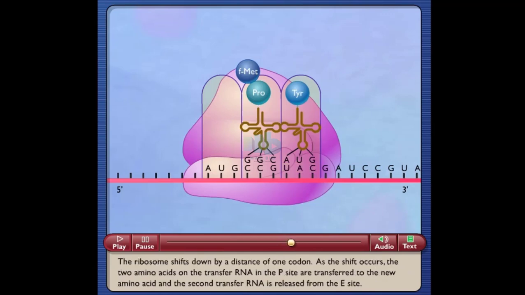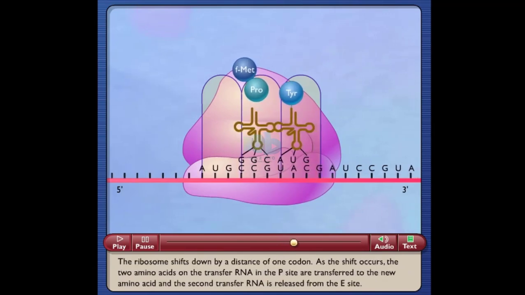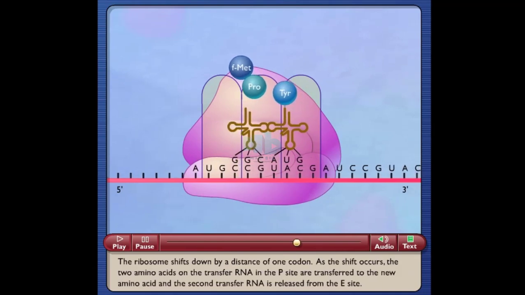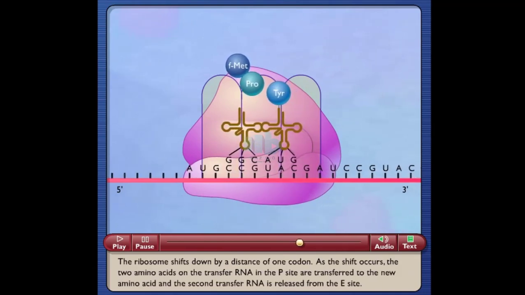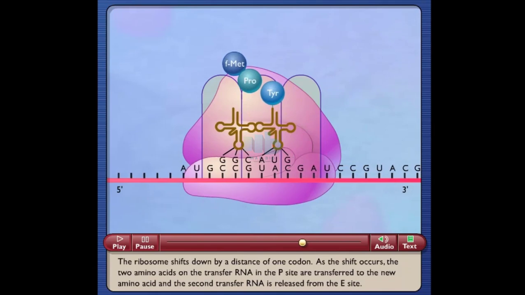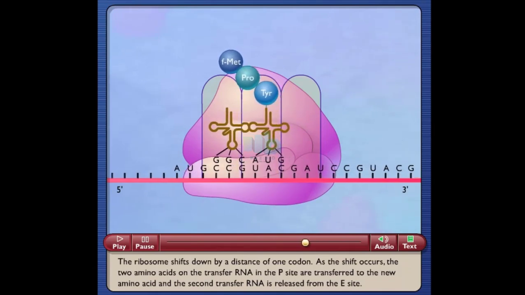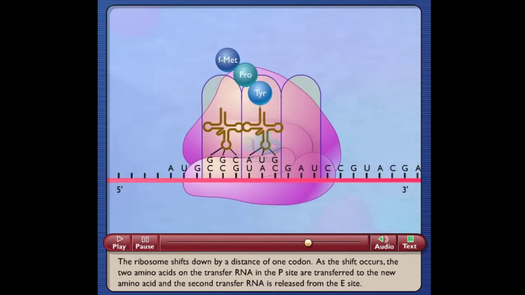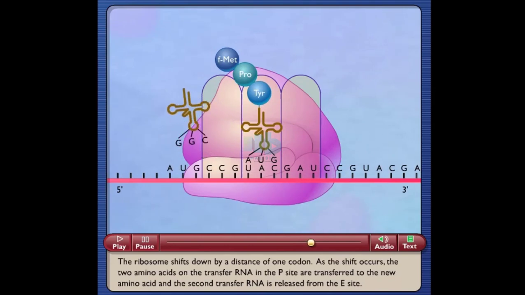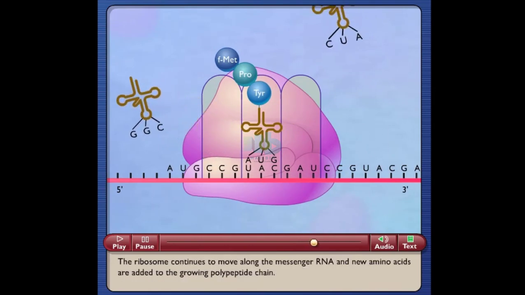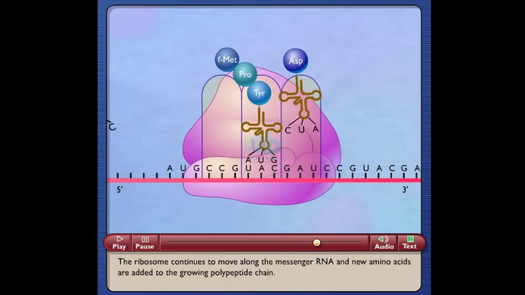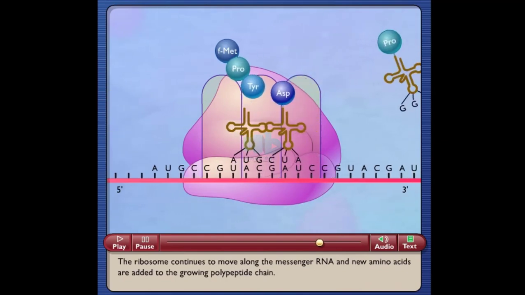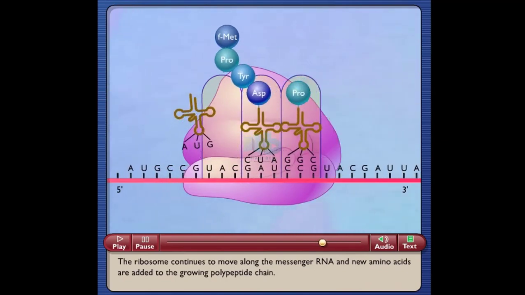The ribosome shifts down by a distance of one codon. As the shift occurs, the two amino acids on the transfer RNA in the P site are transferred to the new amino acid, and the second transfer RNA is released from the E site. The ribosome continues to move along the messenger RNA, and new amino acids are added to the growing polypeptide chain.